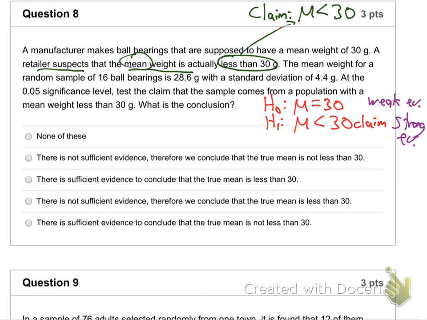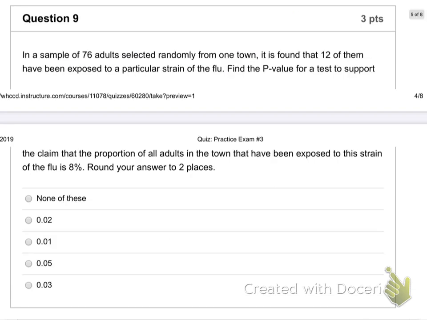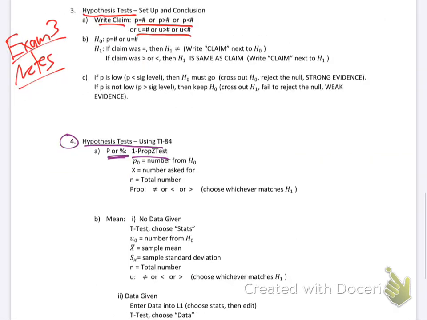So weak evidence, strong evidence. All right, and now we go to our calculator. So we're talking about mu here. Let's go to the notes. Hypothesis test. This one is down here. It's for a mean. Now, is there data given or no data given? No data given. So we're going to do a t-test and choose stats, aren't we?